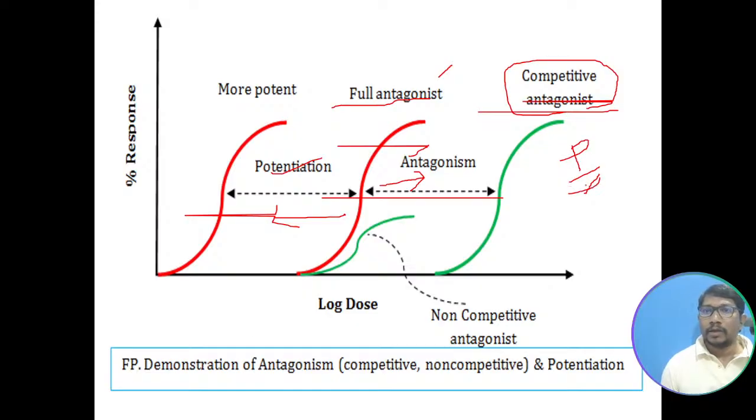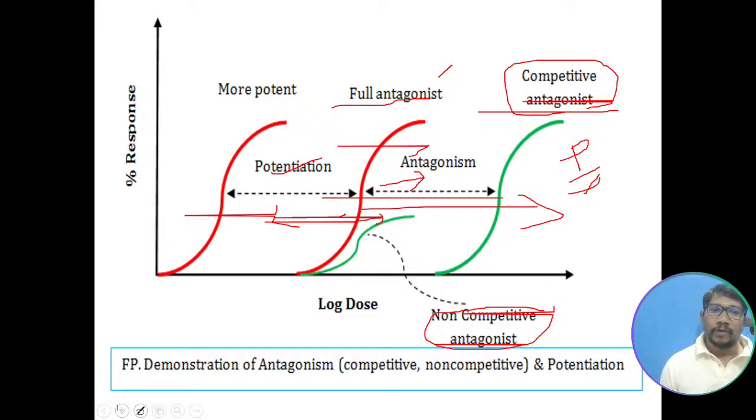A competitive antagonist will shift the log dose response curve to the right side in a parallel manner; that is known as a competitive antagonist. And if a drug shifts the log dose response curve towards the right side in a non-parallel way, it is known as a non-competitive antagonist. This competitive antagonist is shifting the log dose response curve towards the right side in a parallel way. A non-competitive antagonist is also shifting towards the right side, no doubt, but in a non-parallel way.